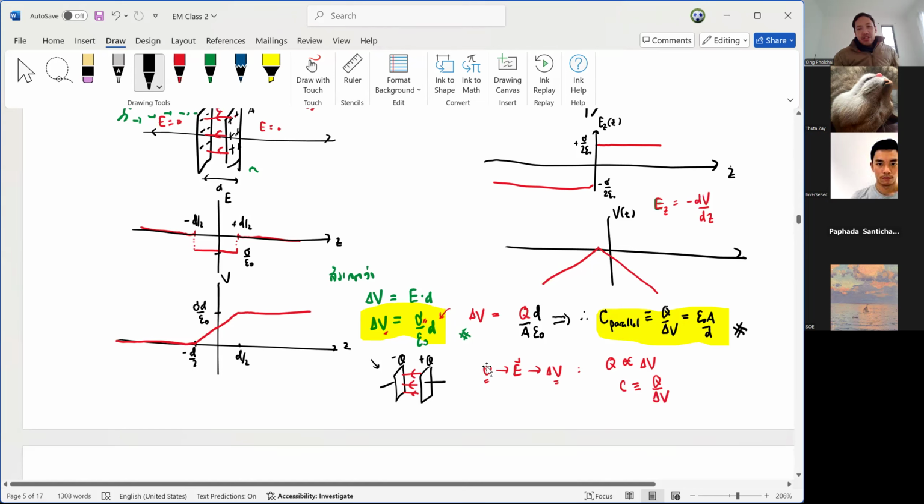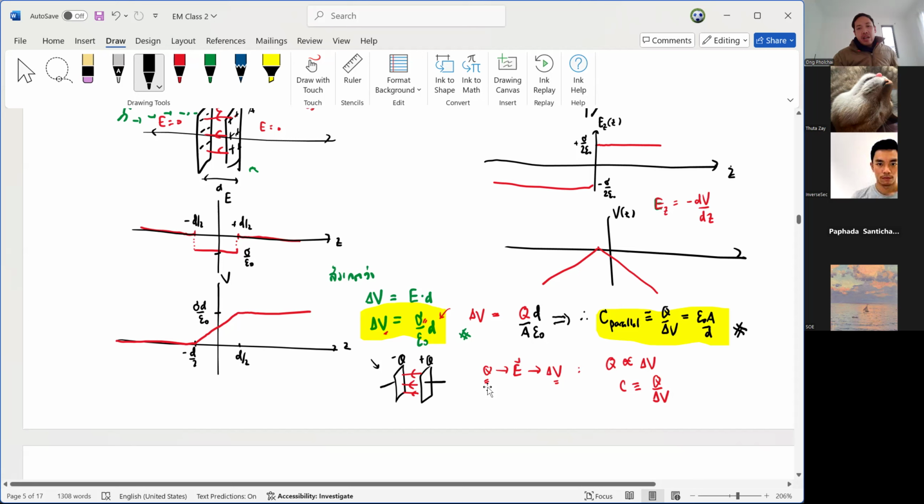So you build the charge first, and the charge creates an electric field. So from Q, you get E. And then once you have the electric field, you're going to build up some potential difference. As you do a line integral from the positive electrode to the negative electrode, you get this delta V. Does it make sense? So the logic goes like this.